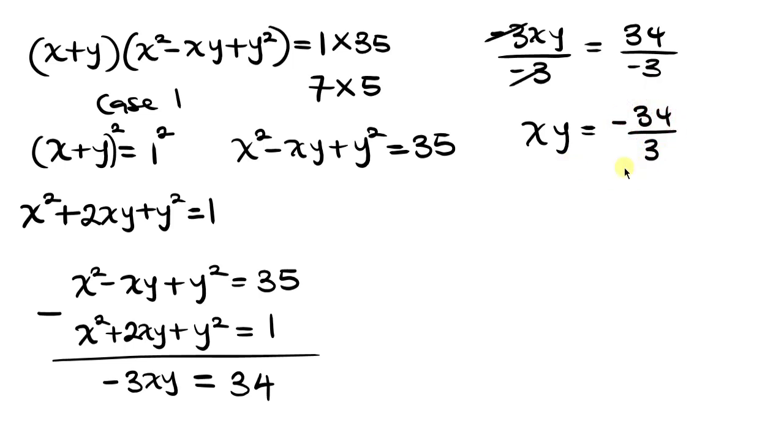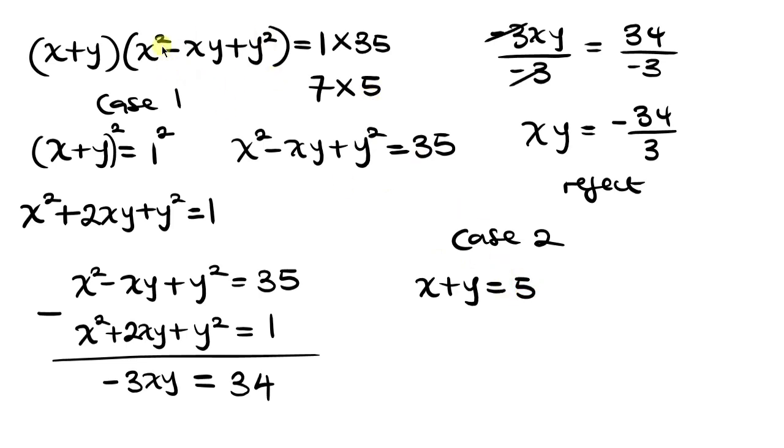Now you see from this expression that neither x or y is a positive integer. So we're going to be rejecting this case. Now let's focus on our second case. So we call this case 2. So for case 2, the smaller factor, which is x plus y, is equal to the smaller factor here, which is 5.